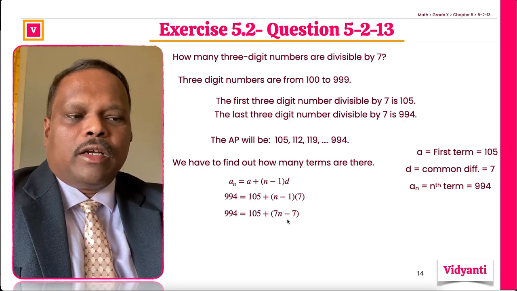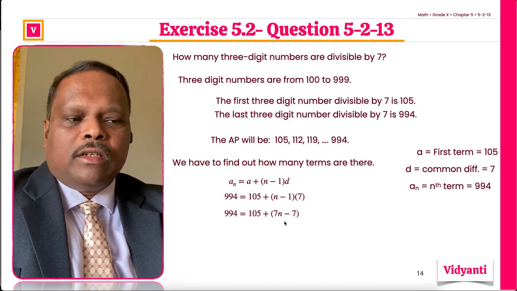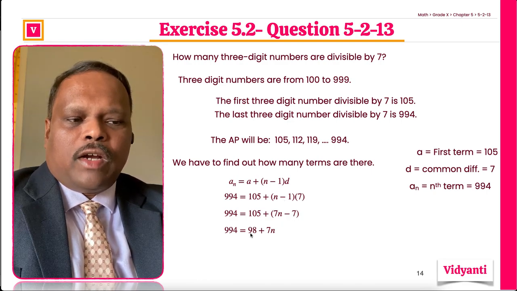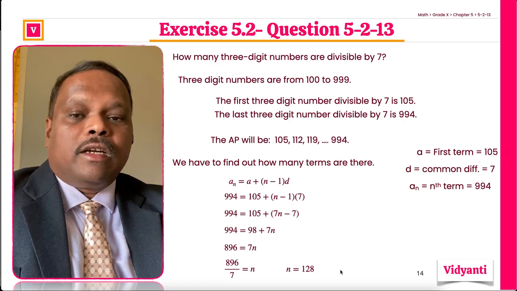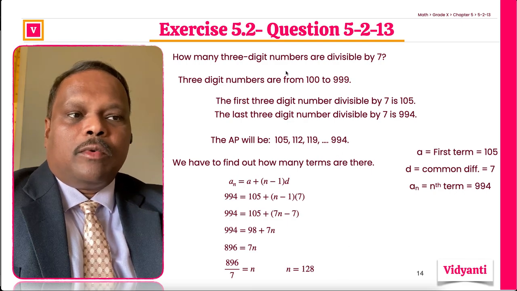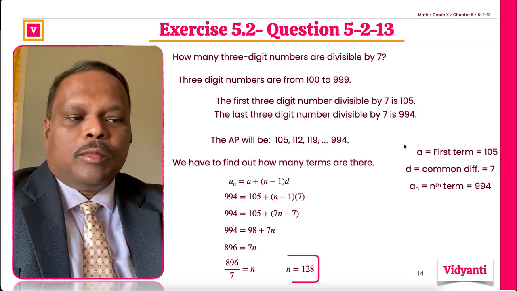So now we'll plug in the values, multiply by 7. Now this minus 7 and plus 105 can be combined, becomes 8. The 7 will be sent to the other side. So after division, n comes out to be 128. That means there are 128 terms in this particular arithmetic progression. There are 128 numbers divisible by 7, and that's going to be your final answer.